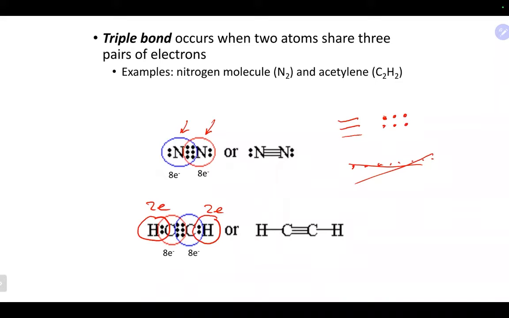So again, I caution you about a couple of things as we go through drawing. Don't double bond or triple bond right out of the box. And again, be careful of hydrogen.